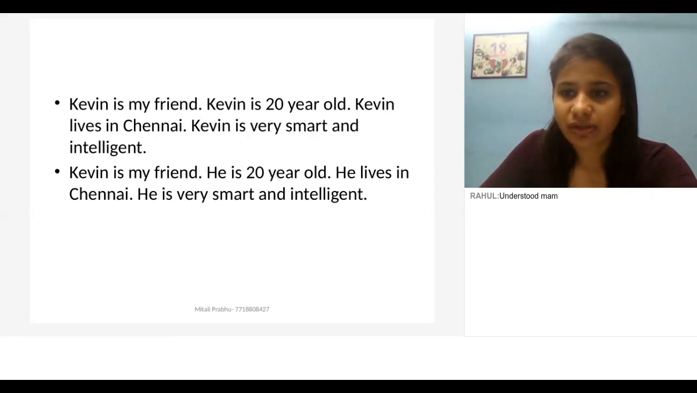One thing you'll have to remember when you replace Kevin with a pronoun is the gender. If it's a male, we are going to use he, and if it's a female, we're going to use she. And also the number. Kevin is singular here, which is why we are going to use the singular verb. So two things are important: the gender and the number of the noun that you are replacing.